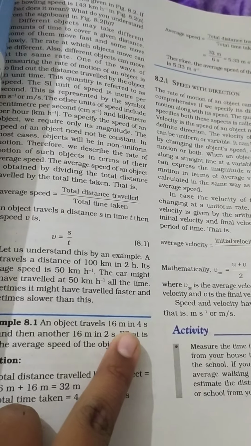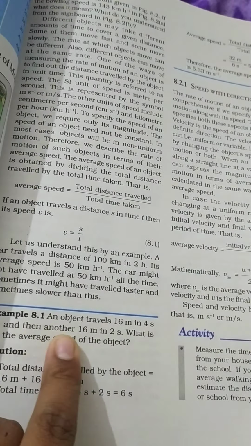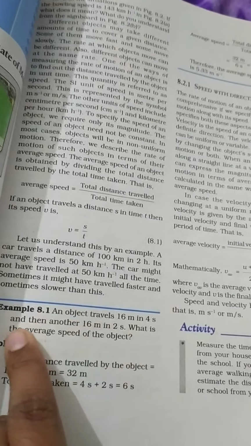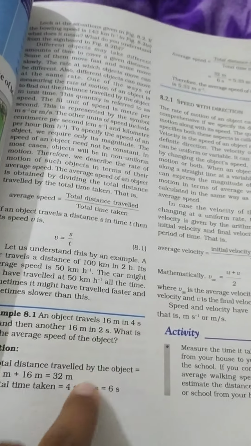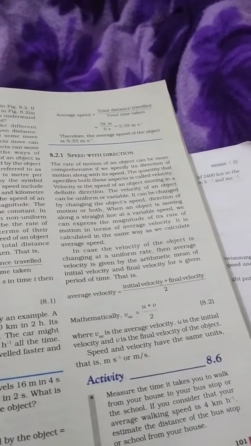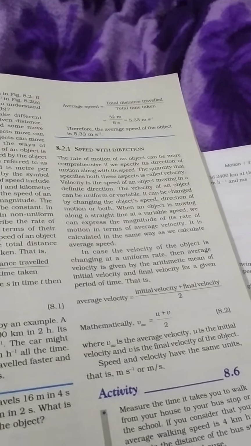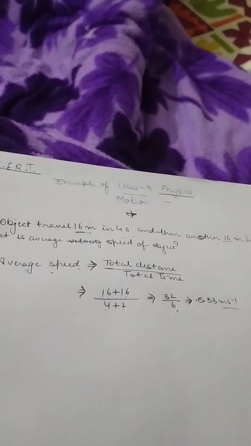An object travels 16 meter in 4 seconds and then another 16 meter in 2 seconds. What is the average speed of the object? So let's take out your copies or the notebook that you have to do this. Then see, this is our first example.